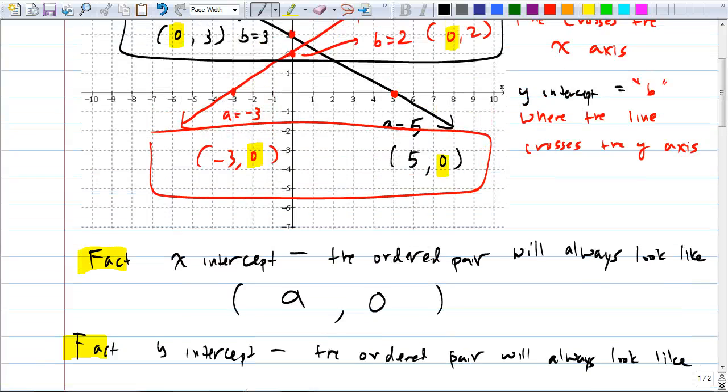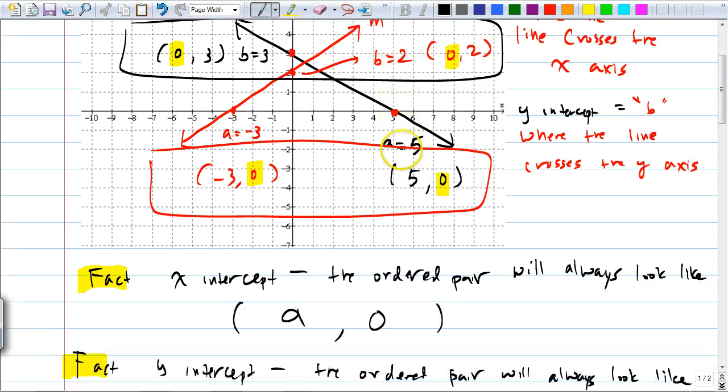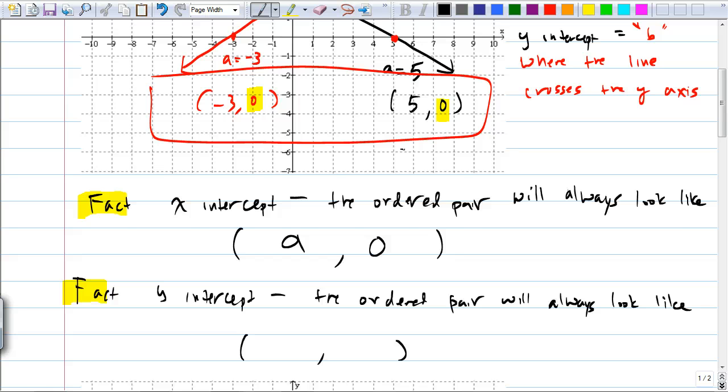Okay, Royce, let me give you a hint. Look up here. Look at these y-intercepts. It was (0, 3) and (0, 2), right? Look, 3 was your b. Wasn't 2 your b, the y-intercept? So what do you think the y-intercept would always look like, the ordered pair?